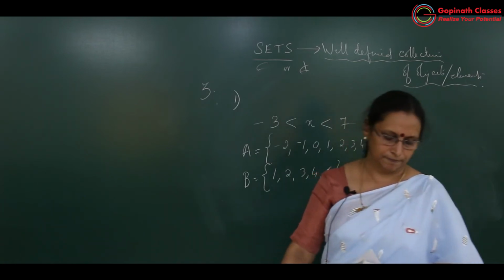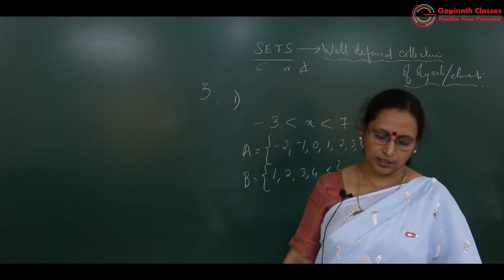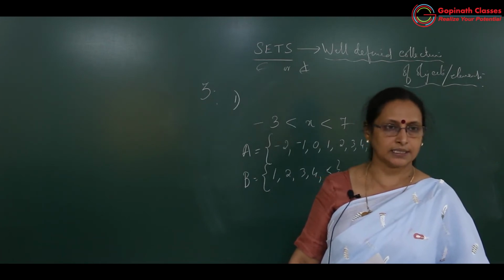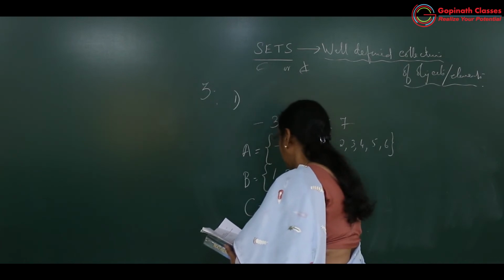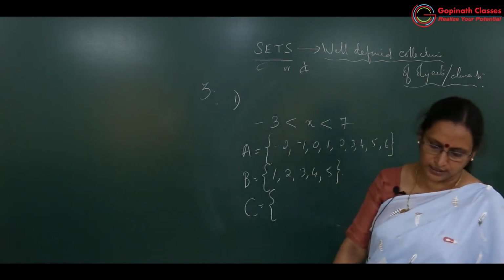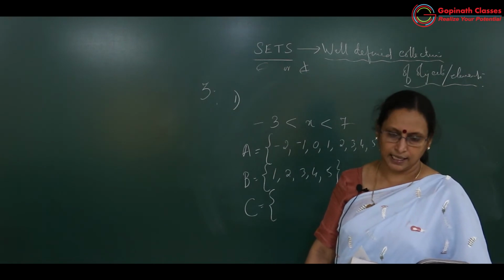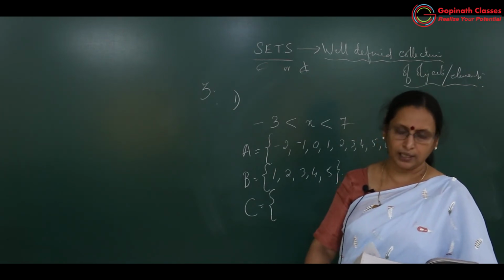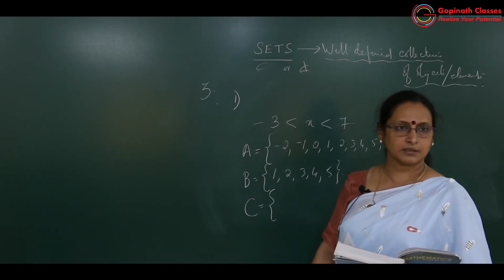So simple. C, x such that x is a 2-digit natural number such that the sum of its digits is 8. A 2-digit natural number starts from 10. From 10 to 99, the total should come to 8. Which are the numbers? You can do it.